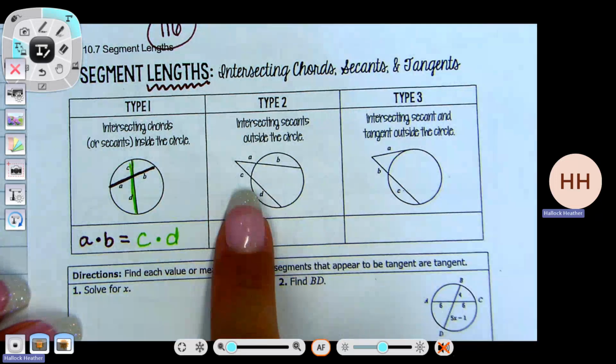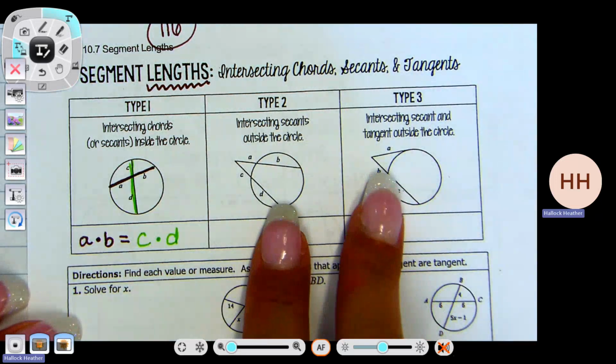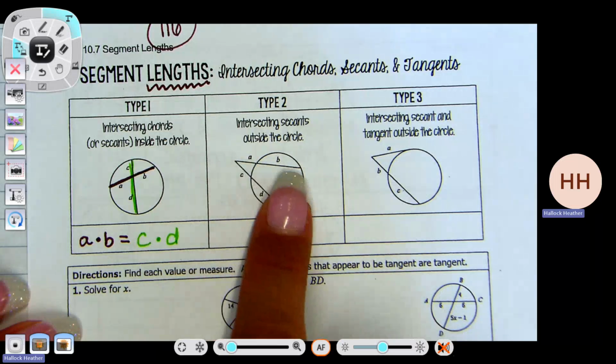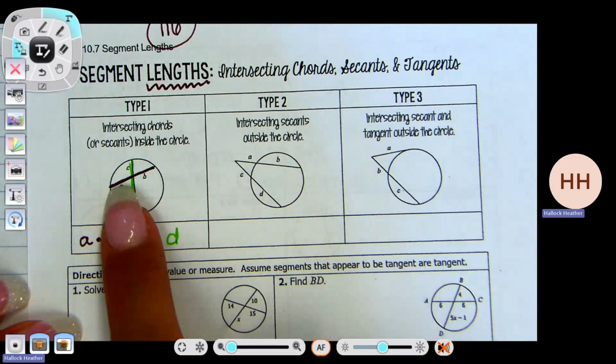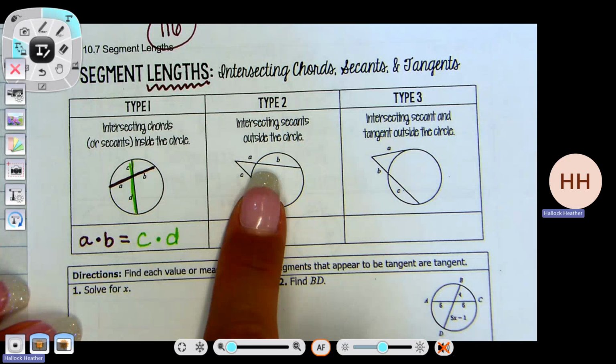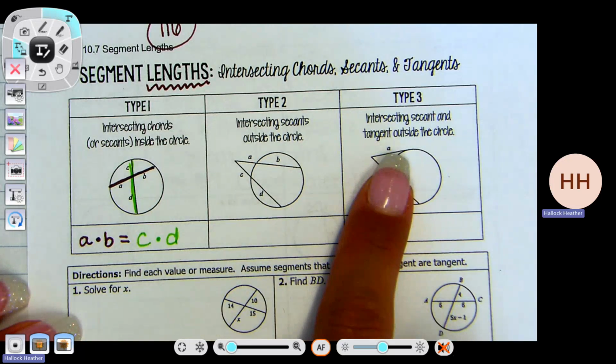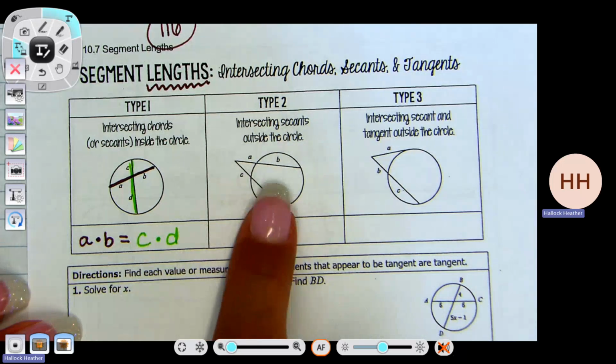If it's got a nose, both of these have noses. So this one is 2 secant lines. Secant lines go through the circle. These are technically chords; chords just stop at the end. Secants go through the circle. This one is a secant line, and then a tangent line. Tangent just touches on one point. So you have 2 secants.